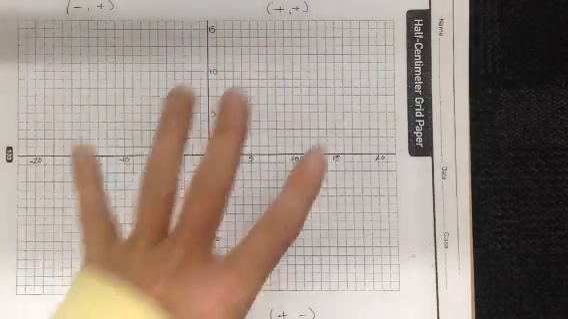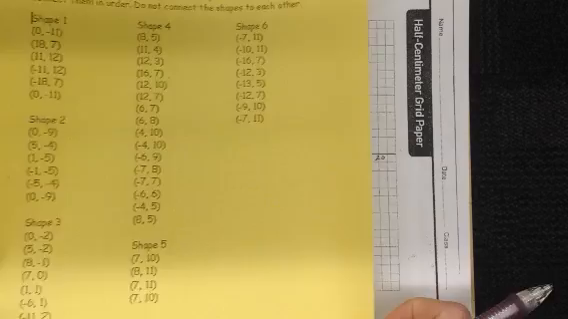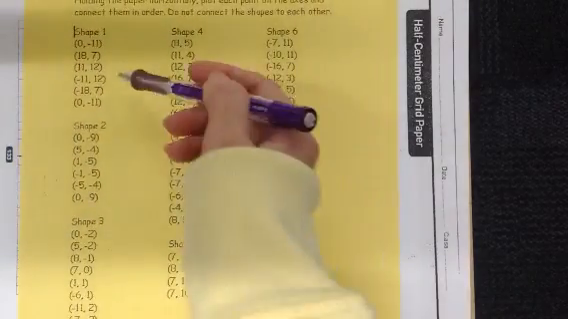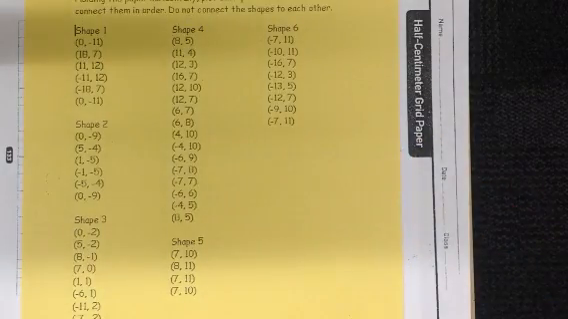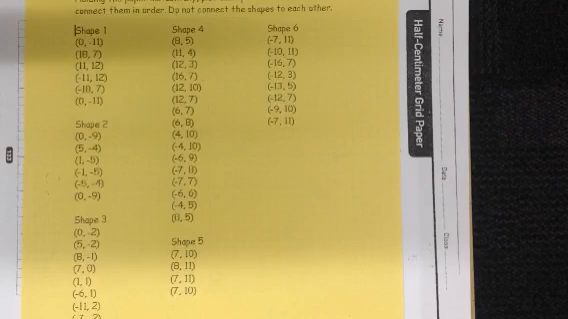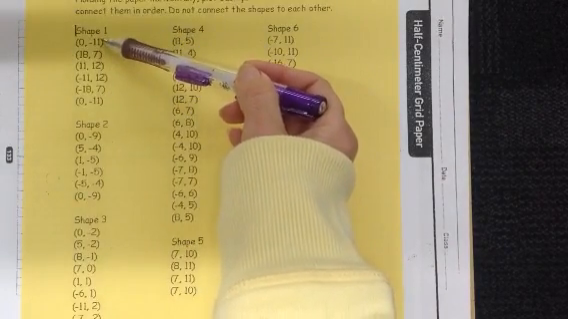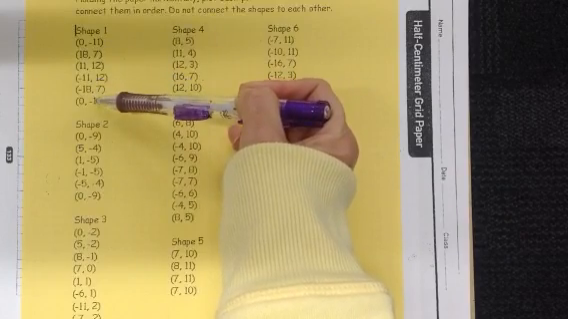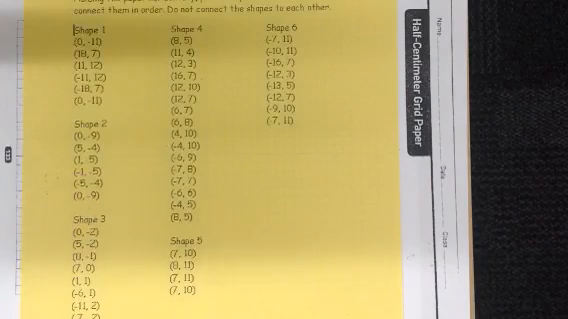So what we are going to be doing is plotting a whole lot of points. On your paper, it's showing you shape 1, shape 2, shape 3, 4, 5, and 6. Now, some of these shapes will close up on you. Some of these shapes will just be a line. When I finish this shape, if you notice here, I'm starting at the same point and ending at the same point, so the shape is going to close up. Then shape 2 doesn't necessarily connect to shape 1.